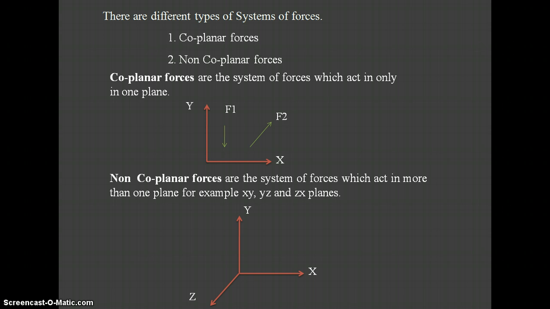So here how the forces will be acting means F1 is acting in the plane of xy, and F2 is acting in the plane of yz, and F3 is acting in the plane of zx. Like this, in different planes the number of forces will be acting on a body. So this kind of set of forces is called as a non-coplanar force system.